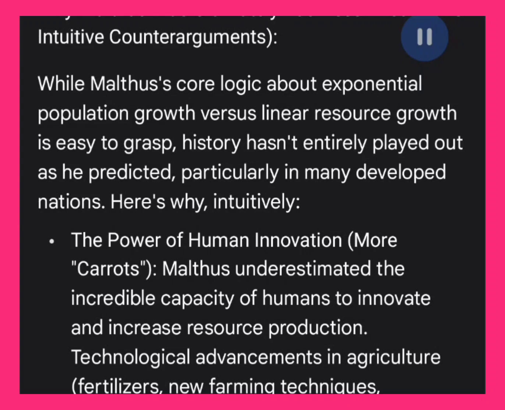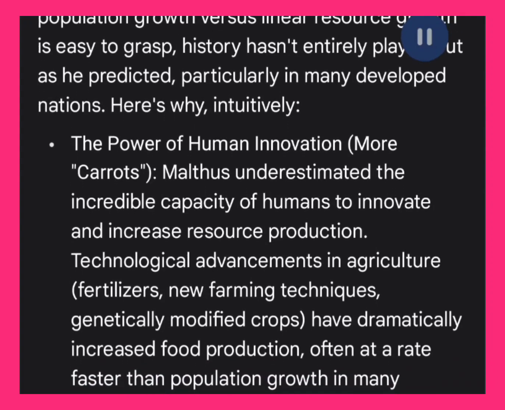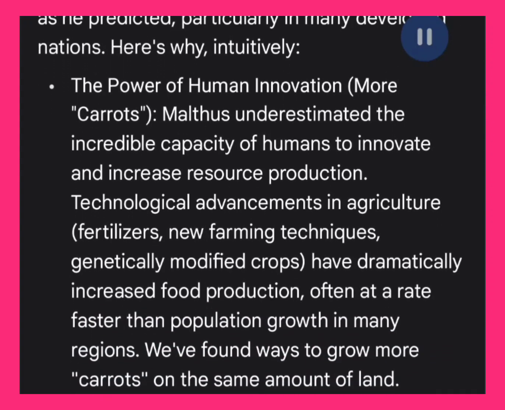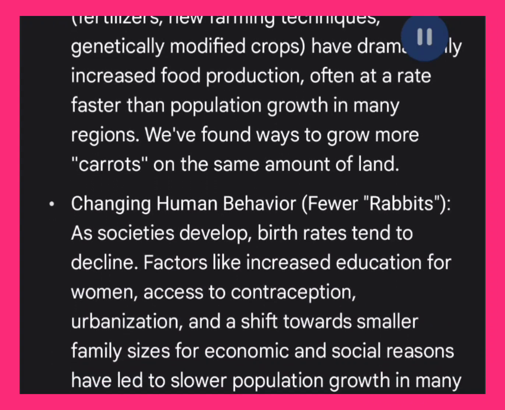Malthus underestimated the incredible capacity of humans to innovate and increase resource production. Technological advancements in agriculture, fertilizers, new farming techniques, genetically modified crops, have dramatically increased food production, often at a rate faster than population growth in many regions. We've found ways to grow more carrots on the same amount of land. Changing human behavior: fewer rabbits.